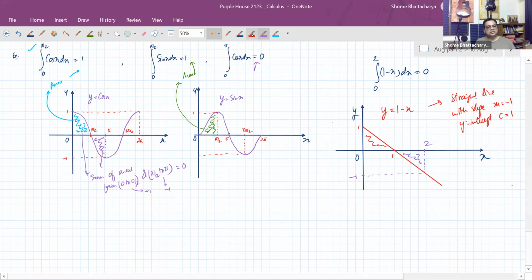So this area is plus of half base into height. That's 1/2. But this area, it is minus of, because it's below the x-axis. So it's minus half.